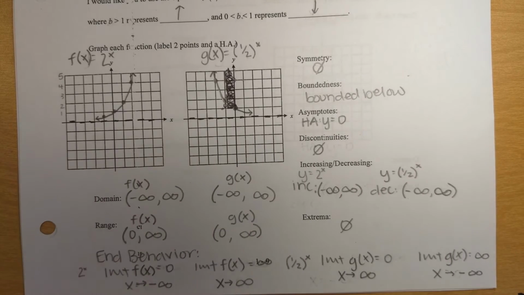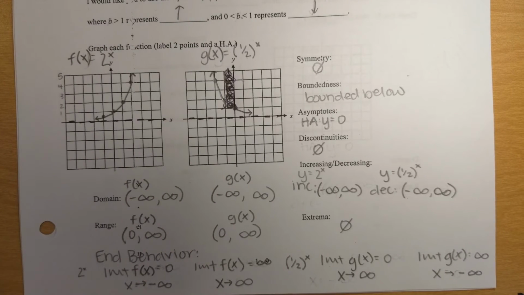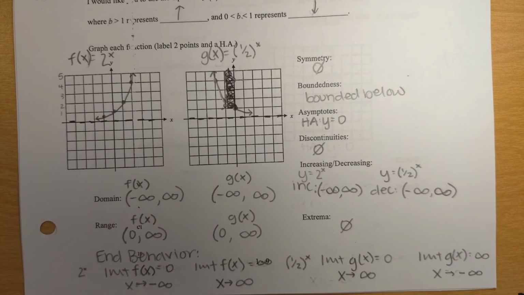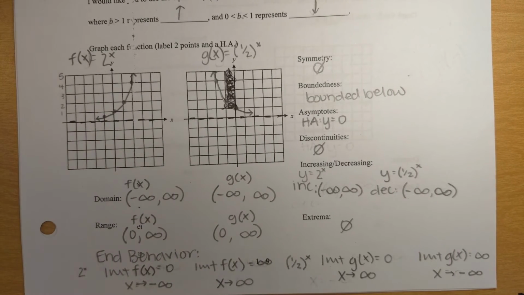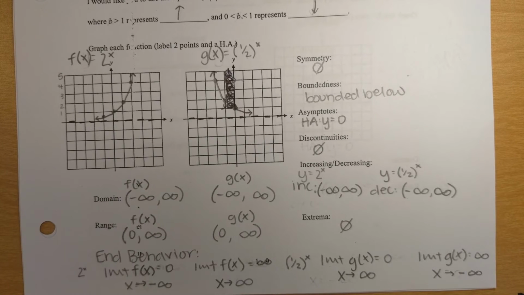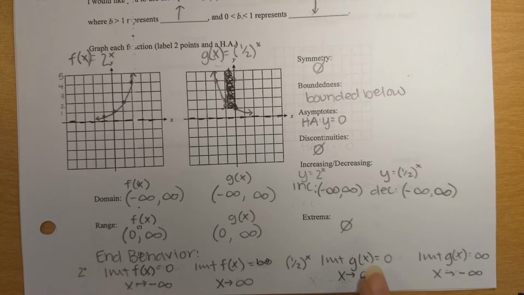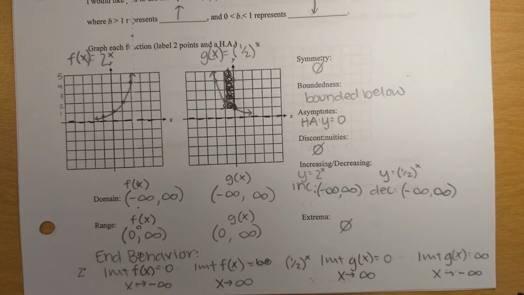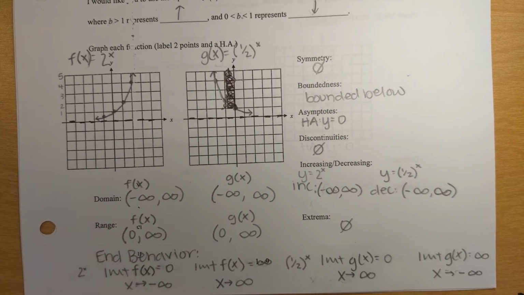The boundedness is below because it keeps going, and there is no symmetry and no discontinuities. The function y equals 2 to the power of x is constantly increasing from negative infinity to infinity, while the function y equals 1/2 to the power of x is constantly decreasing from infinity to negative infinity. There are no extrema because it's continuous with no maximum or minimums.